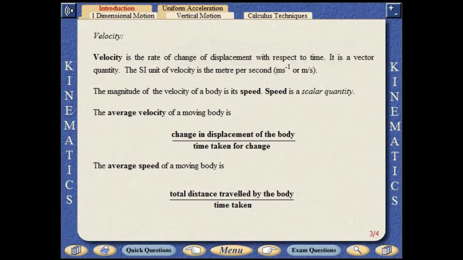The average velocity of a moving body is the change in displacement of the body divided by the time taken for this change to occur. The average speed of a moving body is the total distance travelled by the body divided by the time taken.